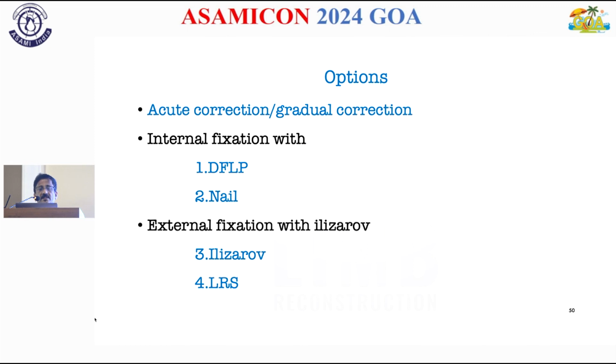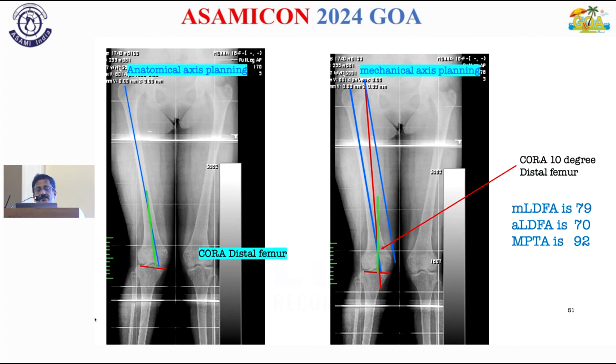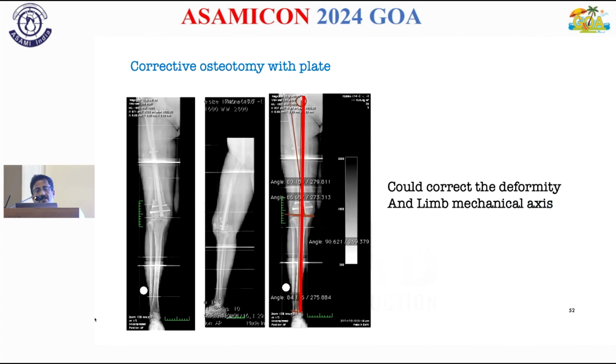And the option available here is either you can do an acute correction or a gradual correction. So you can do internal fixation or external fixation. These are our anatomical and mechanical axis planning. And since she was not willing for an Elizarov surgery, we did it with intramedullary nailing. So here a single-level osteotomy was done and corrected.